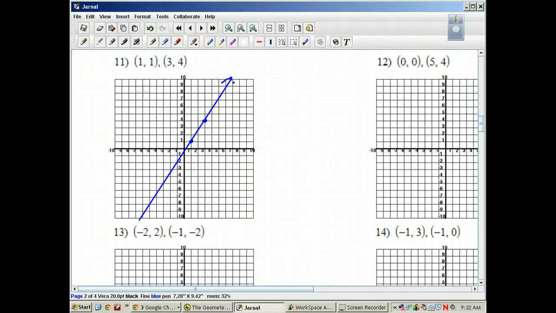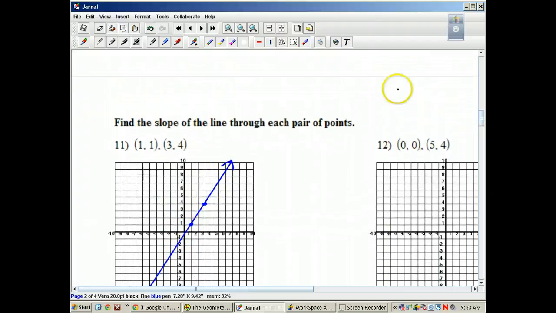Put arrows at both ends. So for each of these, it's going to have some criteria. One, of course, straight. Straight line. So that means you have to use a straight edge.